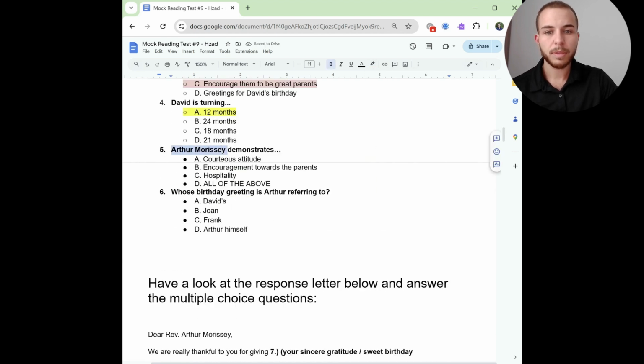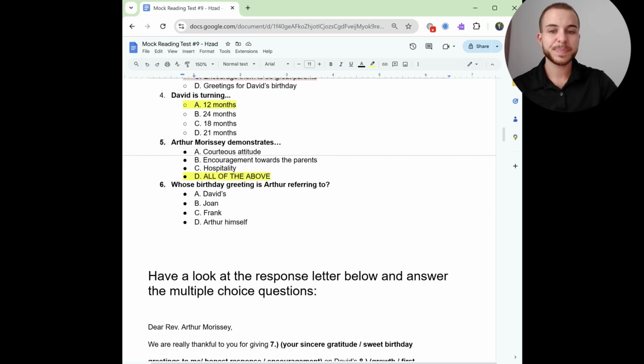The author, Arthur Morrissey, demonstrates. Okay, he demonstrates a lot of things. Courteous. He is courteous. Courteous means kind and polite. Encouragement. He does encourage the parents to make the church part of the life. Hospitality. That means very welcoming. And he does invite them to the church. So for these reasons, D, all of the above, is a good option. Please note, when they give you D, all of the above, think carefully about it. There's a good chance that is the answer.